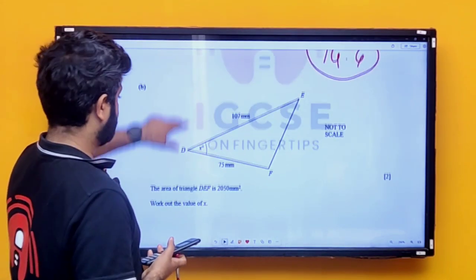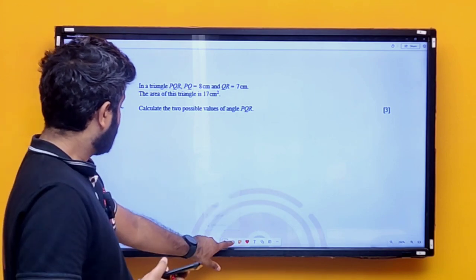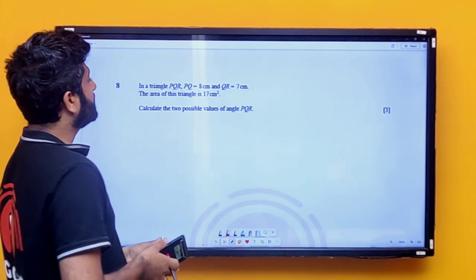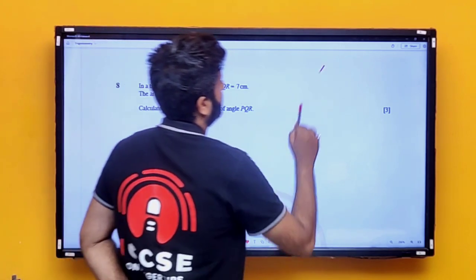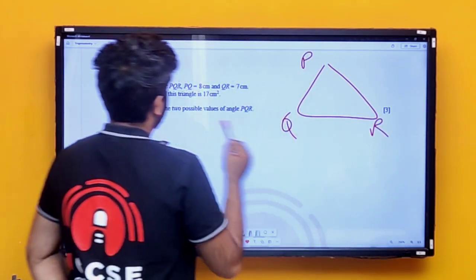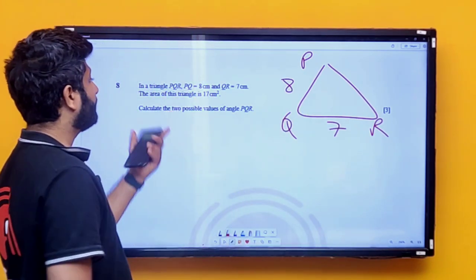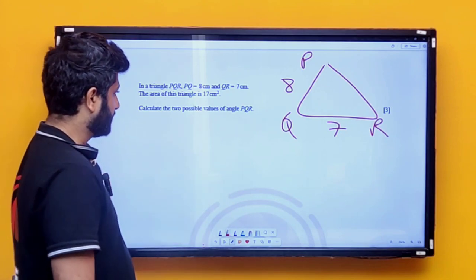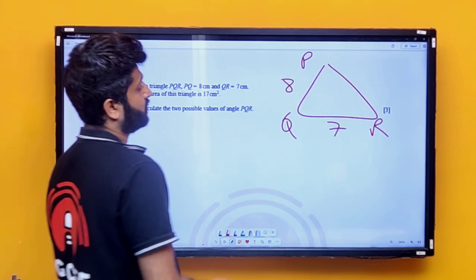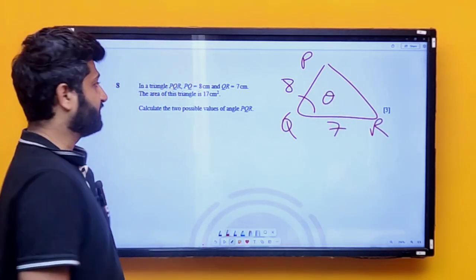We can go to the next question. I think there will be a question like this. We have been here in a triangle PQR. Let me first draw triangle PQR. PQ is 8 cm, QR is 7 cm. The area of the triangle is 17 cm square. Work out two possible values of angle PQR.